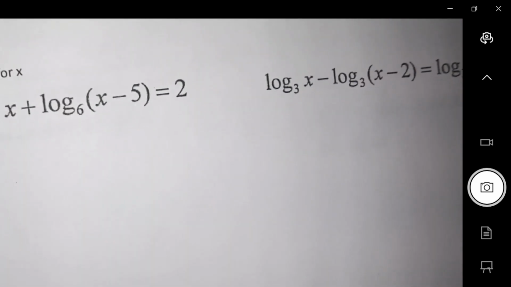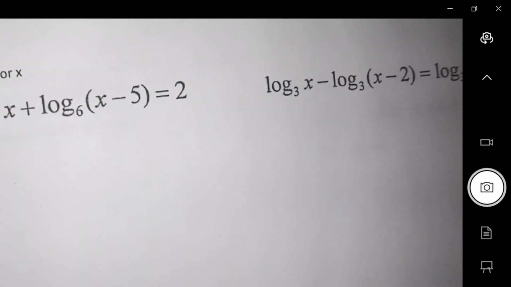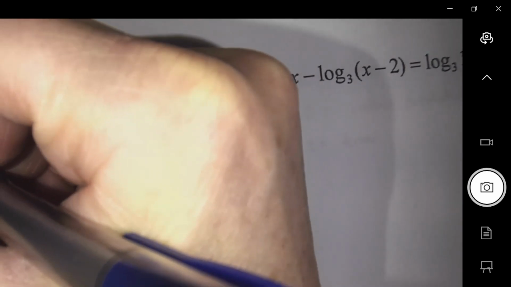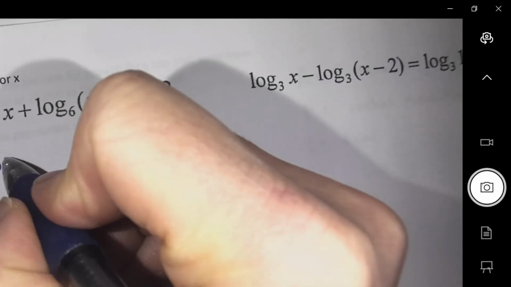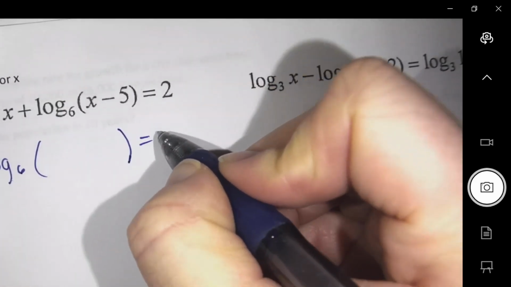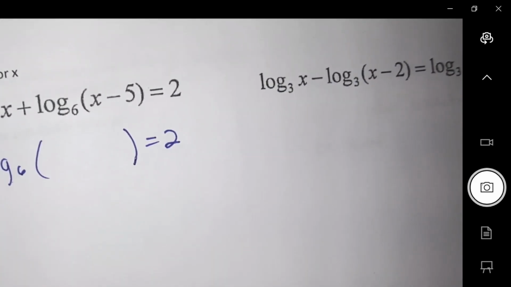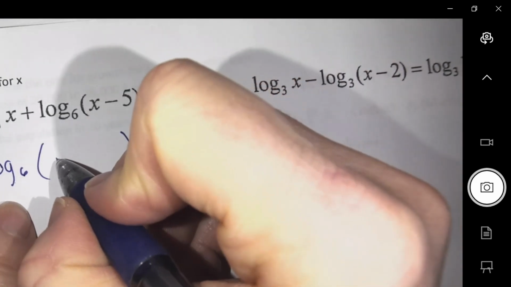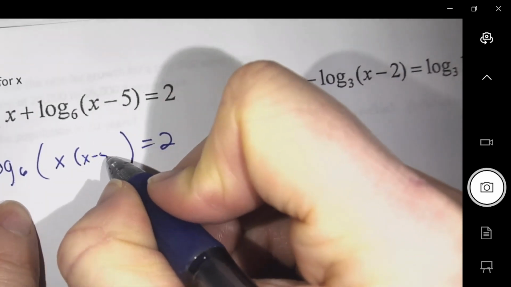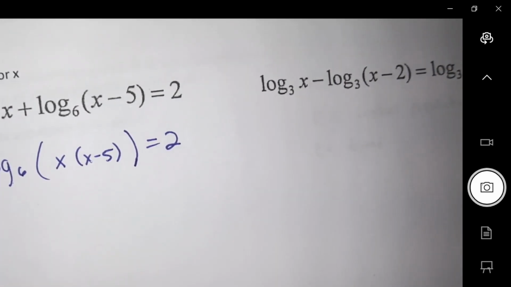Okay, number 12, what would you do to this? What's your first step? Yep, group it. So log 6 of group. Group it back together. It was separated. So those 2 units would get multiplied now.